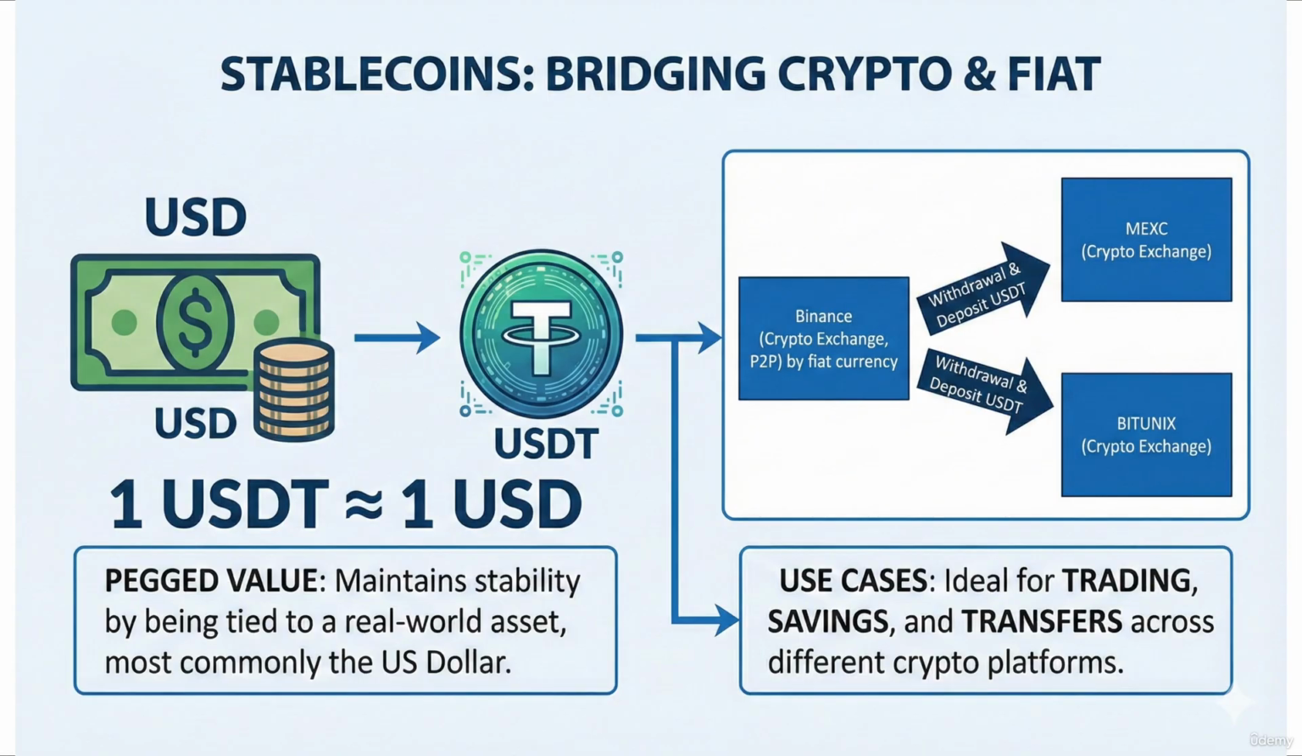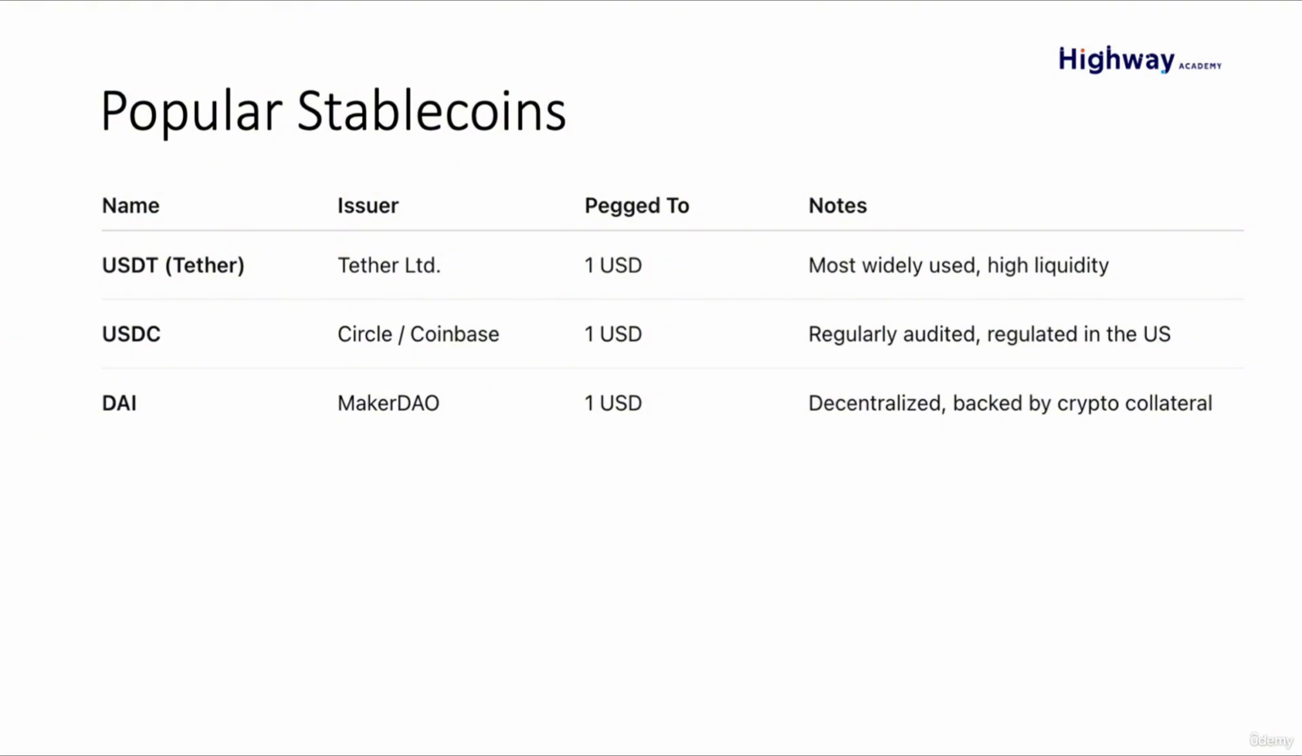That means even when Bitcoin or Ethereum prices go up and down wildly, the value of USDT stays about the same. This stability makes stablecoins perfect for trading, saving, or transferring funds because you don't need to worry about price fluctuations. Now, let's look at a few of the most popular stablecoins.